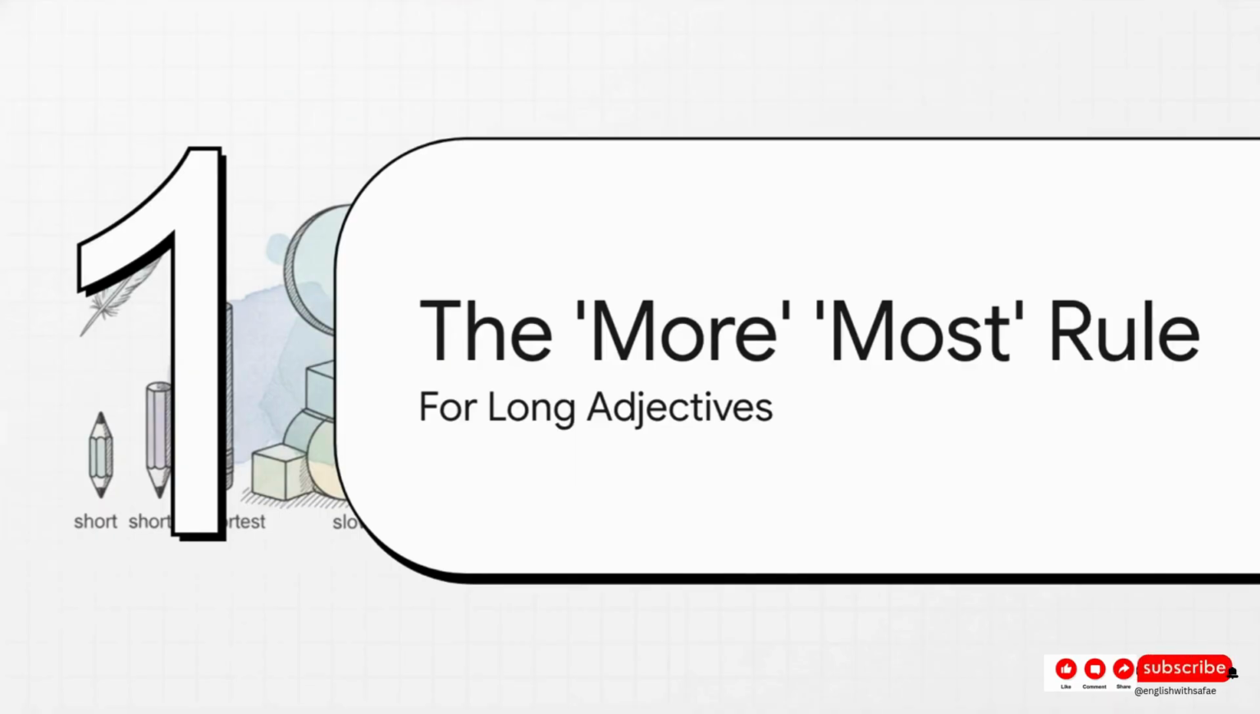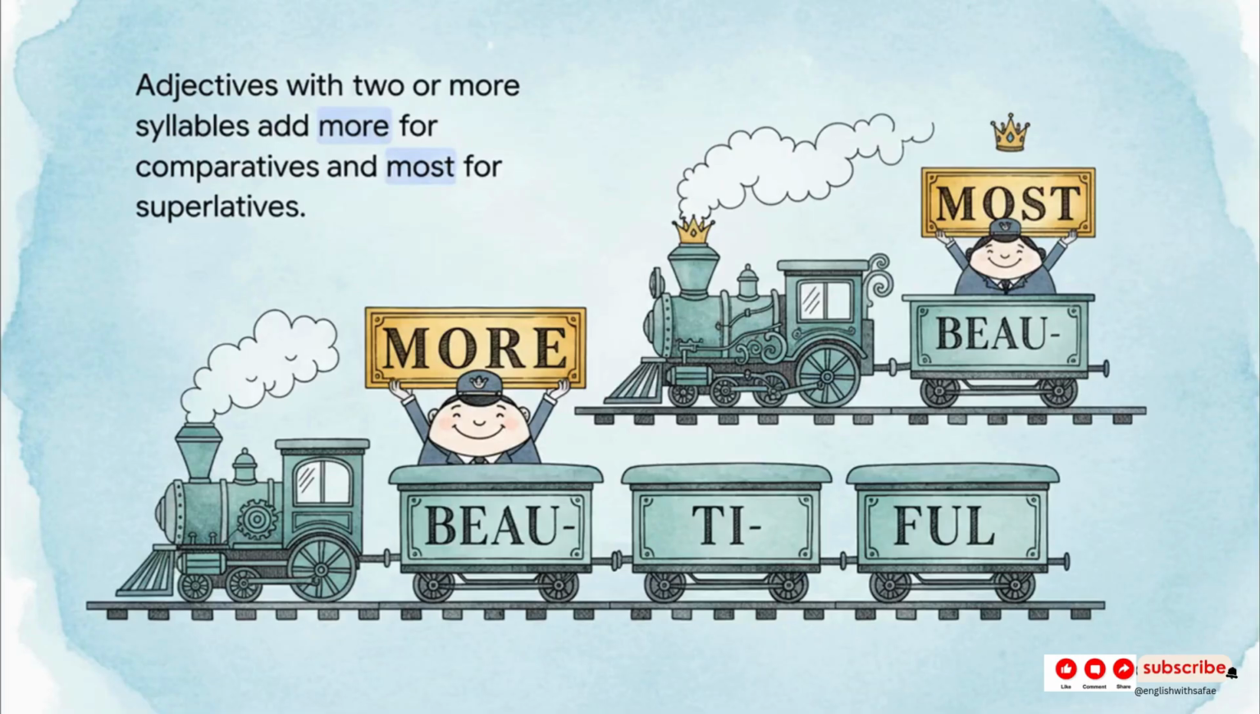But what about the longer, more complicated ones? Well, that's where our second major rule comes into play. And this right here finally answers our original question about beautiful. For these longer words, we're talking two or more syllables, we don't change the ending of the word itself. Instead, we just put more or most right in front of it.